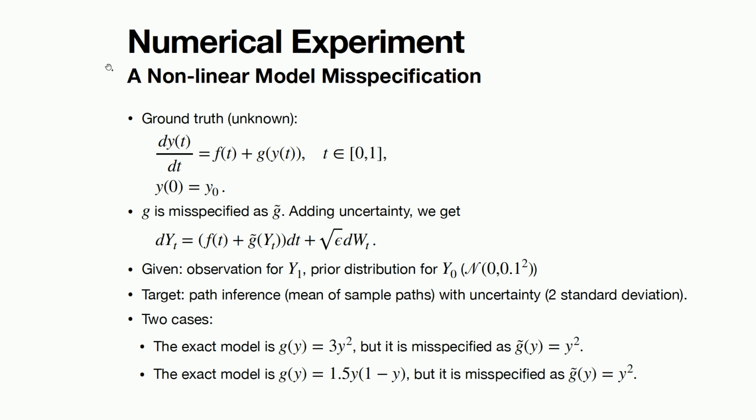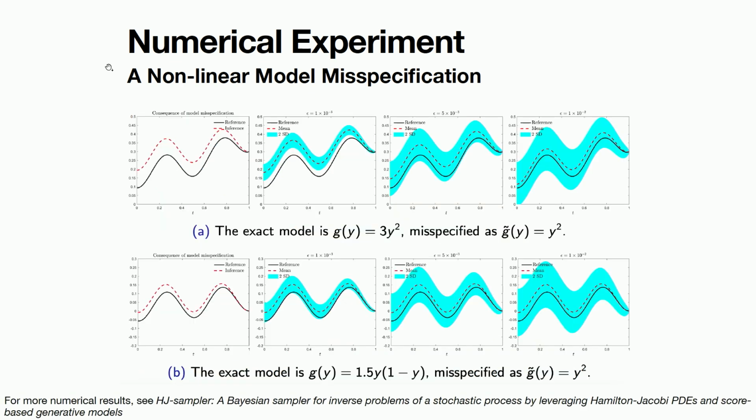And we also tested on nonlinear model misspecification. So we assume we have an underlying ODE, but we don't know some term in the ODE, and then we get the data, try to infer the ODE solution, and we also get some numerical results. Due to time, I would like to skip this part. If you are interested, we can talk later, or you can refer to the paper. It's on arXiv.